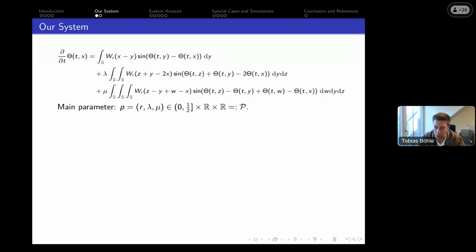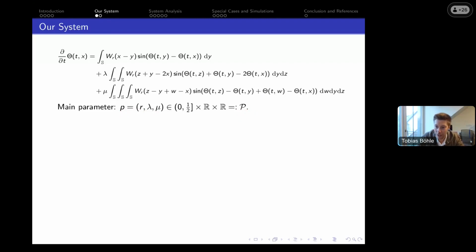Yeah, so in total there are now 3 parameters, R, lambda, and mu. And we summarize those 3 into one main parameter P, and P is now an element from this calligraphic P, which is the parameter space.